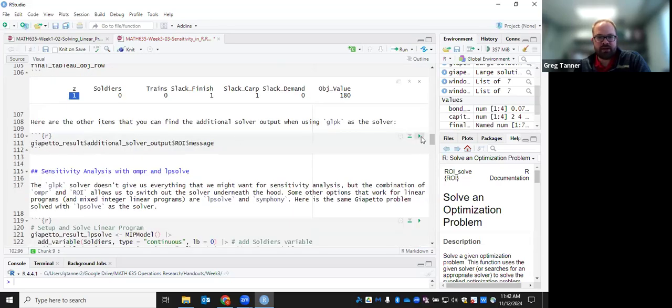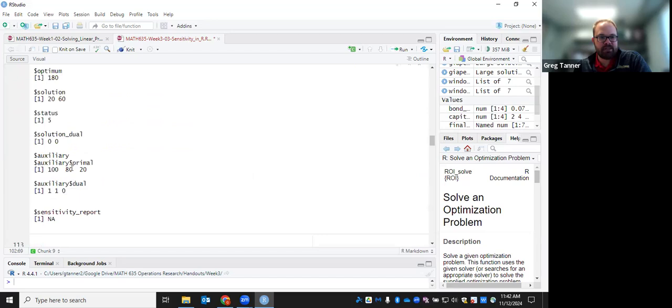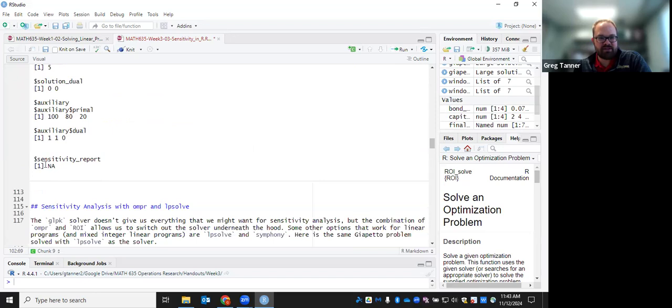And then here are the other items that you can find inside that additional solver output. It's mostly the things that we've already looked at. There's this tempting thing here that says there's a sensitivity report, NA. I looked around a long time in the documentation to see if there was some setting that I could set in order to get that sensitivity report to be generated. I couldn't find it for glpk. Maybe one of you will be enterprising and find it. I don't hold out much hope. I don't think it's actually implemented, though.